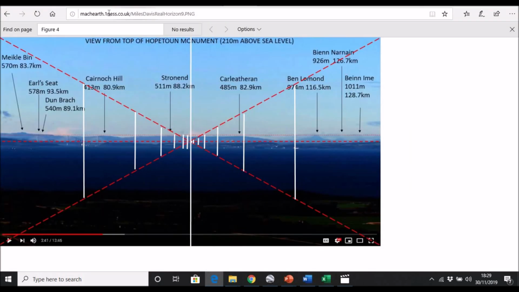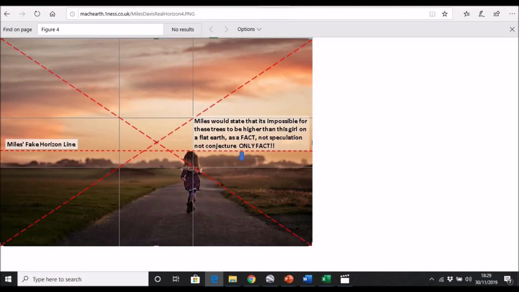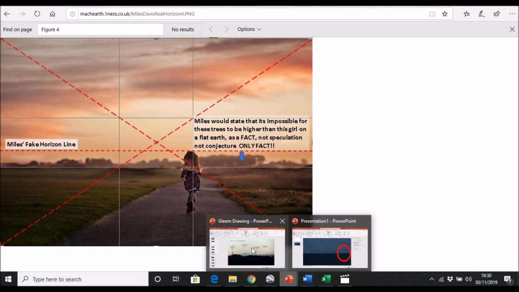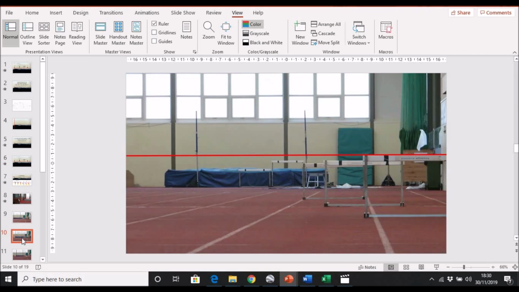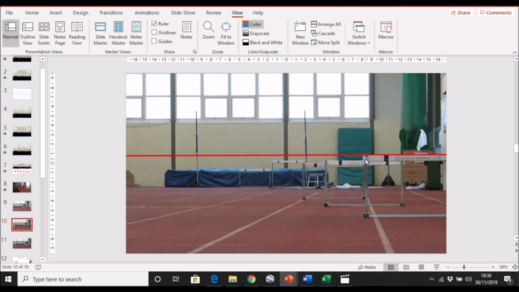Just for the people who are still listening to this ongoing saga, here is the picture Gleem is talking about. The camera is below the height of the top of the little girl's head. And for that reason, the trees in the background can appear below the top of her head in exactly the same way as in my hurdles demonstration. When I move the camera to a position below the height of the hurdle in the foreground, the taller hurdle in the background falls below this line.